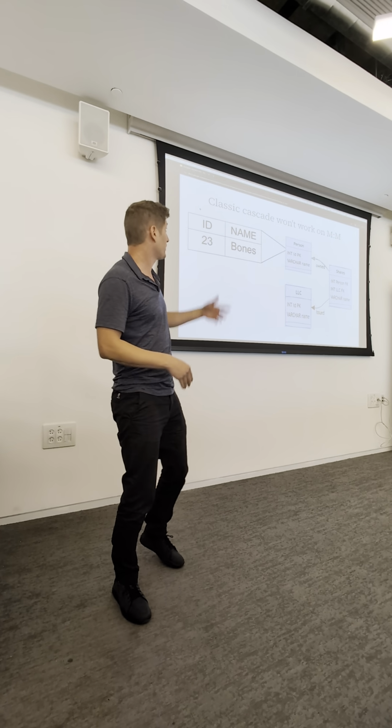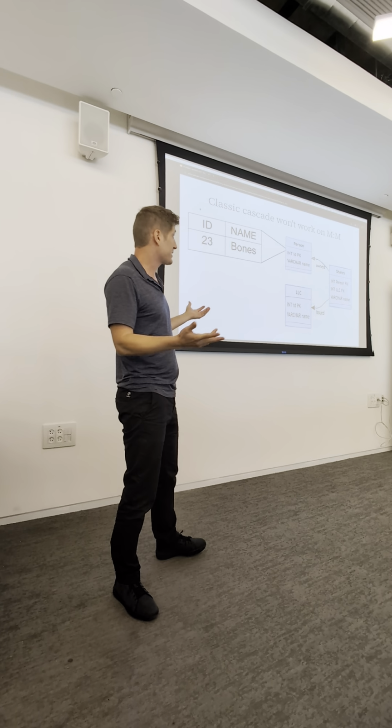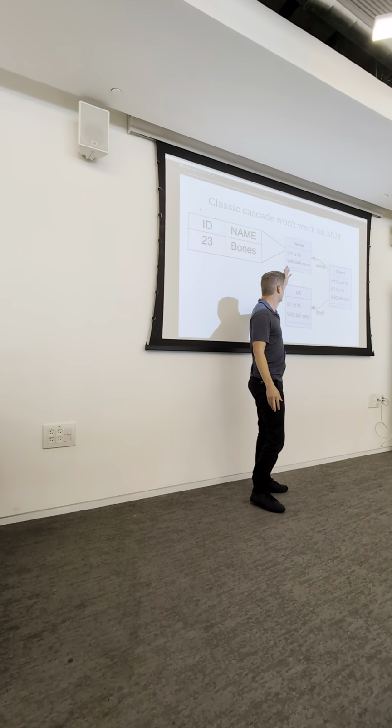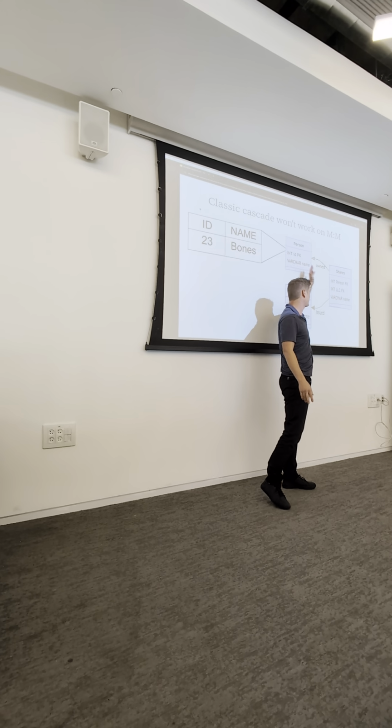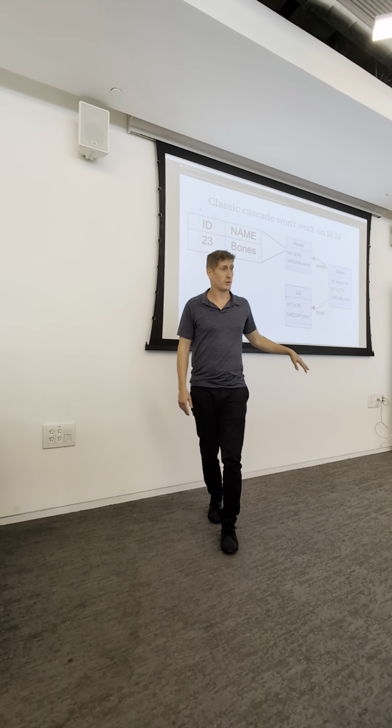So one example is really that on many-to-many, cascade doesn't work. The reason is that with cascade delete, once you delete a person, the share will get deleted, but you have no way to come back to the company.